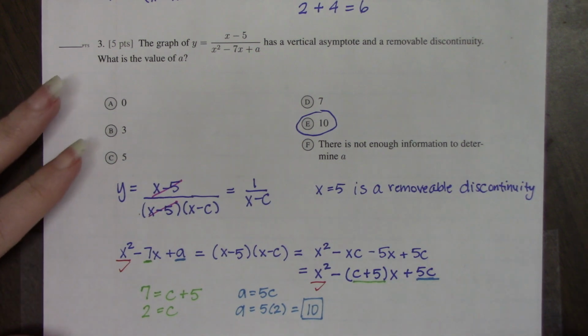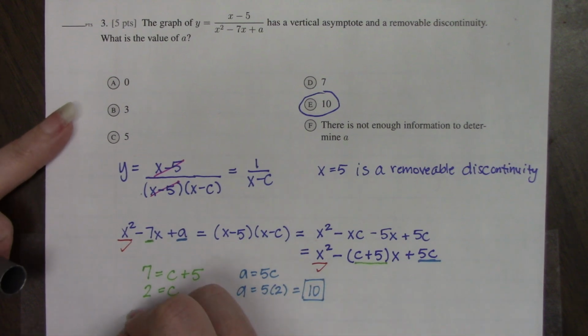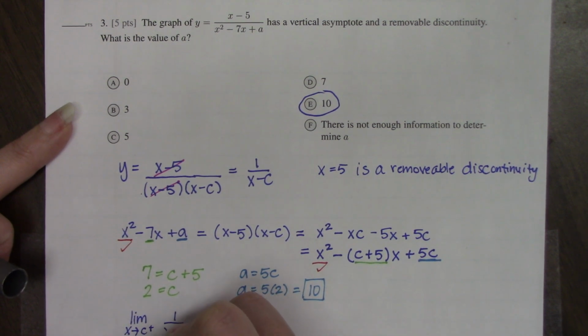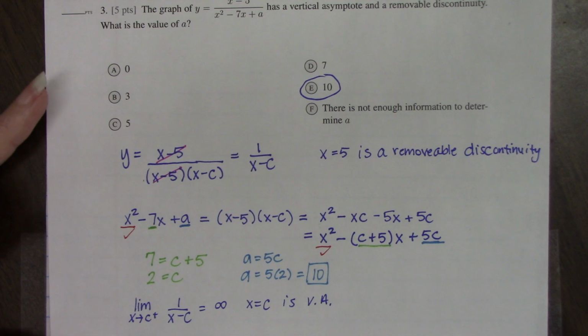Now, if we were really doing our due diligence here, we could see that if we set up the limit as x approached c from the right of 1 over x minus c, this would in fact come out to be infinity, and c is a vertical asymptote. We don't even have to know the value of c to see that if you're coming at c from the right, this would be a little bit bigger, you get a positive number. So we have found that this graph does have a removable discontinuity and a vertical asymptote, and we figured out what value of a would be needed to factor into those two things.